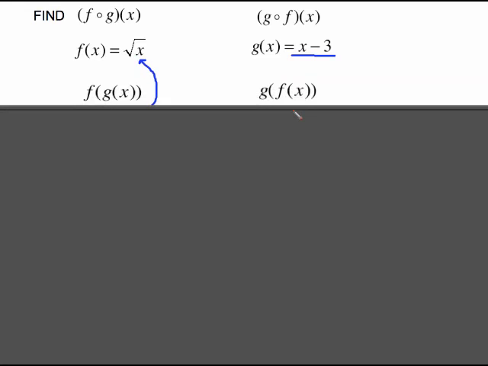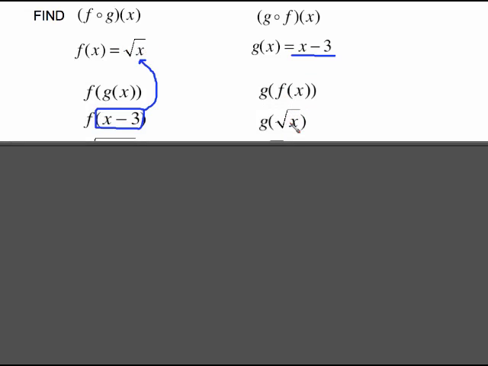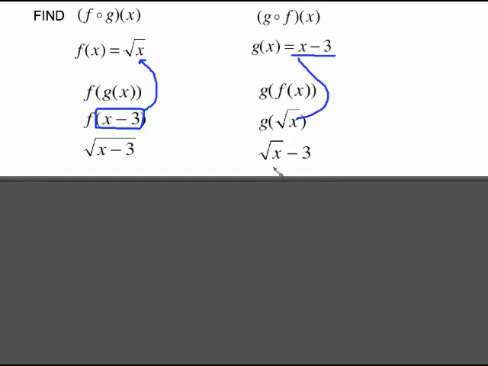Over here, we're looking at g of x equals x minus 3. I want to do g of f of x. F of x is just the square root of x. So in place of f of x, I put square root of x. To do g of the square root of x, I'm going to place that square root of x in place of x. So this becomes the square root of x minus 3.